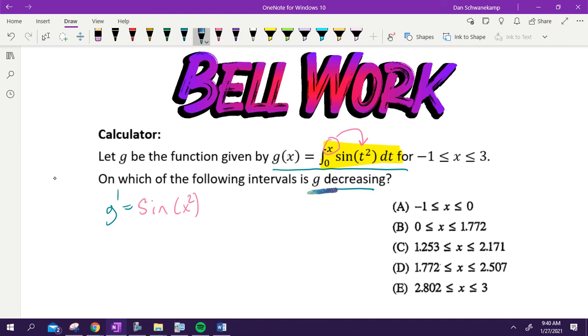It's asking for when g is decreasing, though, and it gave me g prime. What am I looking for on my graph if I want g to be decreasing, if I'm looking at a g prime graph? G prime is negative. That is what I'm looking for. I want to know when g prime is negative. Write that down before you go to your calculator, because otherwise, when you go to your calculator, your brain's going to play tricks on you.